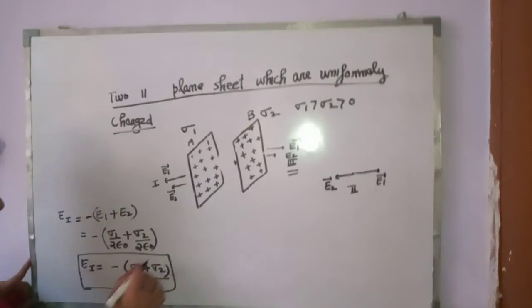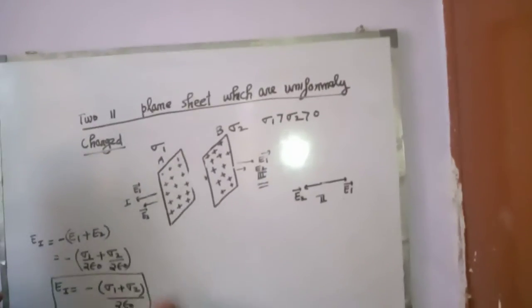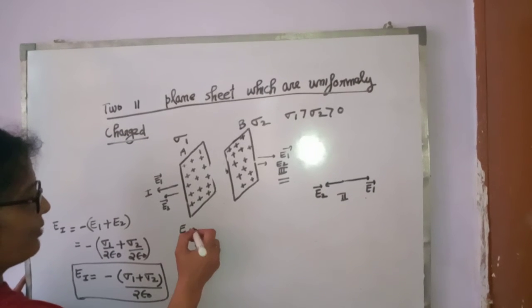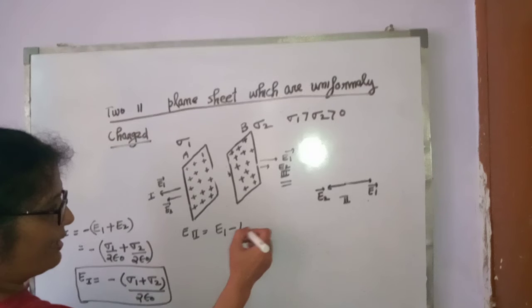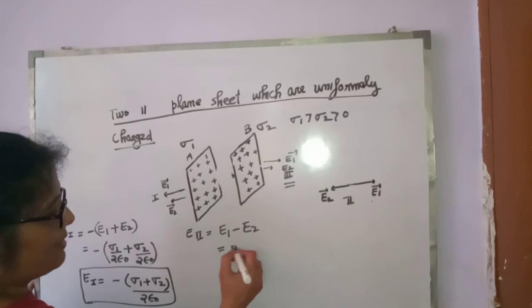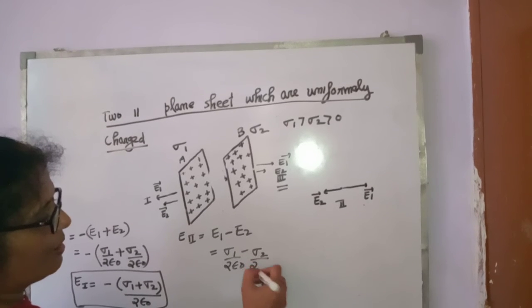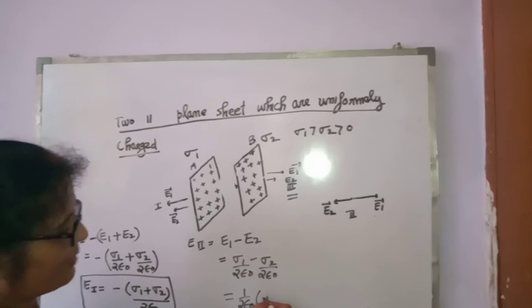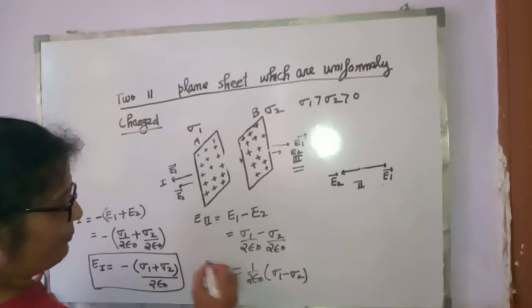Now in the second region, E1 is greater than E2. Why is E1 greater than E2? Because sigma 1 is greater than sigma 2. Now E second can be written as E1 in the positive direction minus E2. That means sigma 1 upon twice epsilon naught minus sigma 2 upon twice epsilon naught. It can be written as 1 upon 2 epsilon naught times sigma 1 minus sigma 2. This is E second.